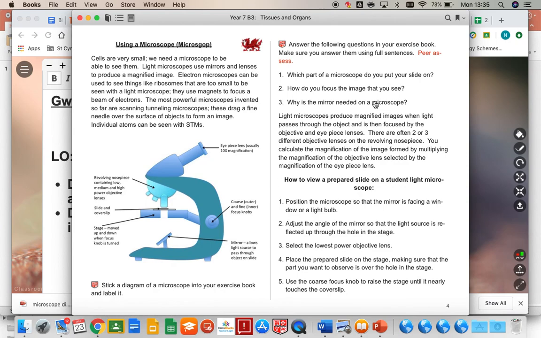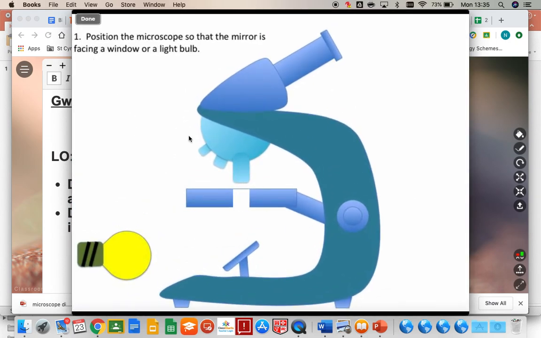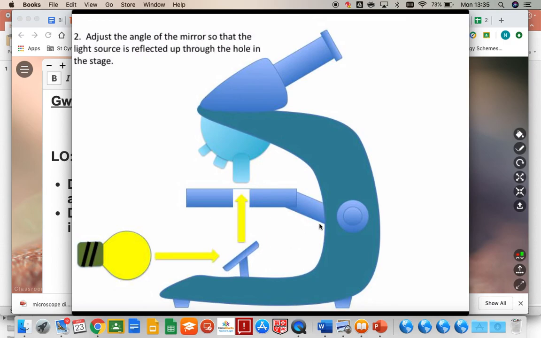So let's have a look at the steps that you need to do to form an image on a microscope. Here we're representing the bulb, although this could be just the light from a window instead. So you have a small mirror here, and you must make sure that it's positioned, angled just right, so that the light hits the mirror and then comes directly up through a hole in the stage, and it will pass through whatever we're trying to look at.